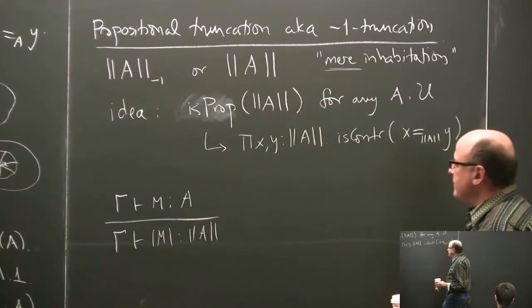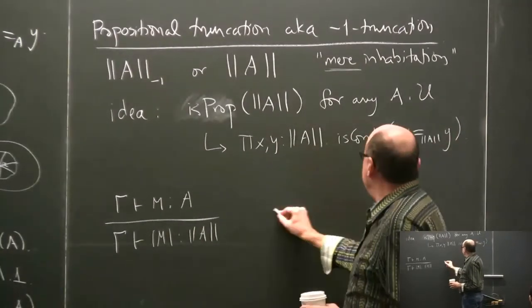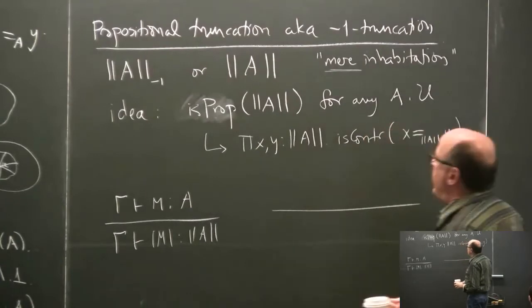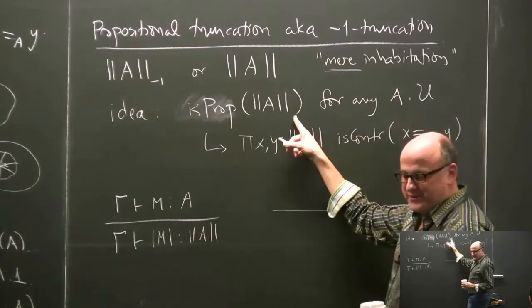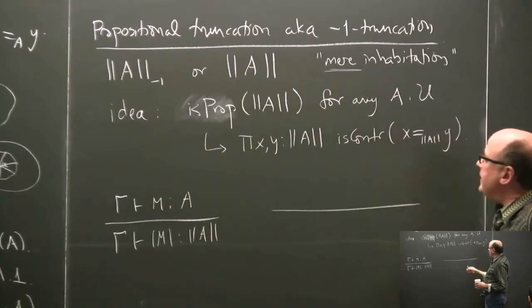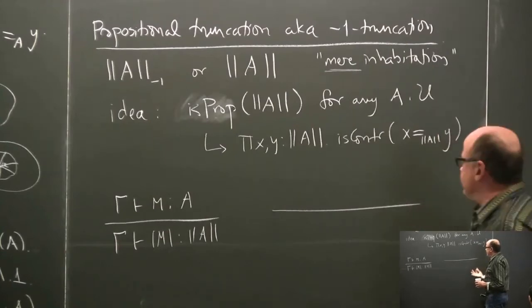But before we get there, the thing that I didn't spell out properly last time, I'll do now: the brute fact that we have to stipulate that what we get is a proposition. Obviously, that was the whole idea. That's why it's called propositional truncation. So I need to state that what I have is a proposition.